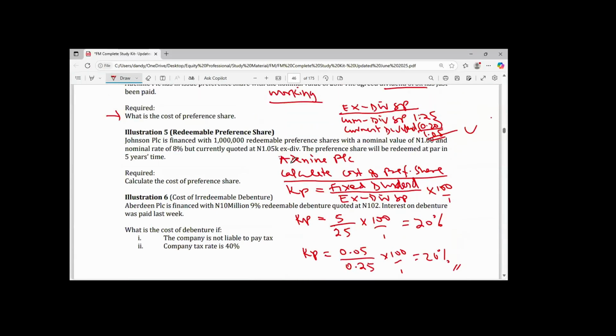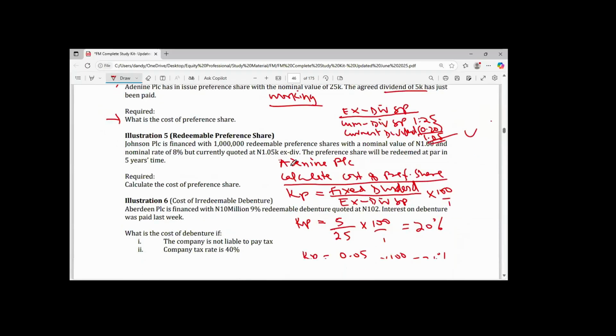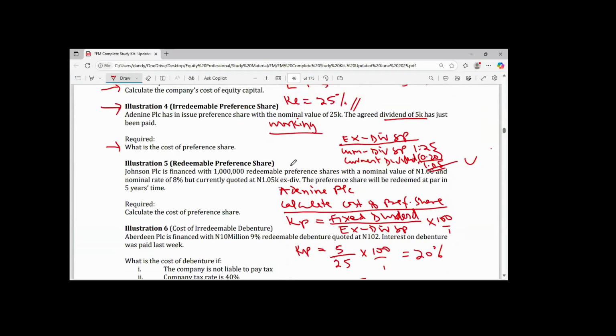Is there any other question that relates to irredeemable preference share? So, don't forget what I said. You can't see this kind of a question on the day of your exam. This is just for explanation purpose to explain the concepts. This is not the kind of question you are going to see. When you get there, you'll be seeing all those ones. But for now, we need to explain the concepts.